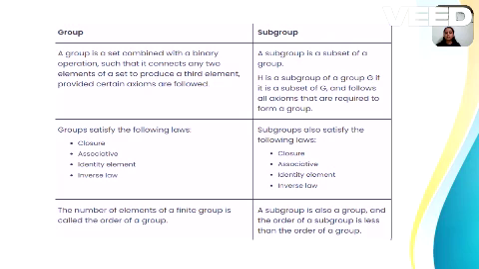In a group, the following laws are satisfied: closure, associativity, identity element, and inverse law. Similarly, subgroups satisfy the same laws: closure, associativity, identity element, and inverse law. In a group, the number of elements of a finite group is called the order of the group. A subgroup is also a group, and the order of the subgroup is less than or equal to the order of the group. Now let's see an example of a subgroup.